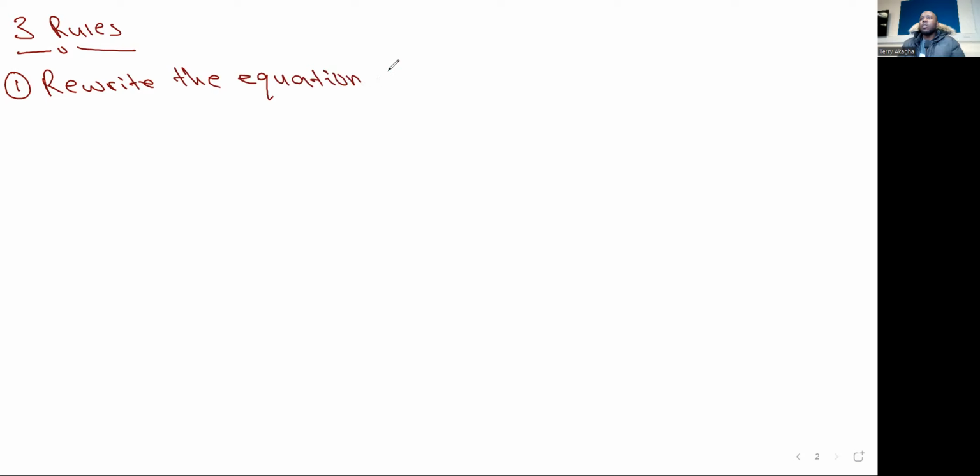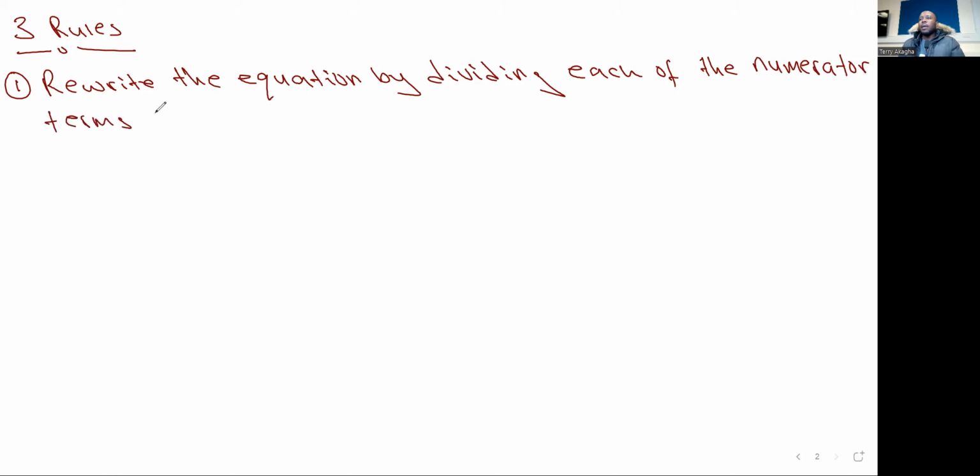We have three steps on how to do this. The first thing you have to do is rewrite the equation by dividing each of the numerator terms by the denominator.